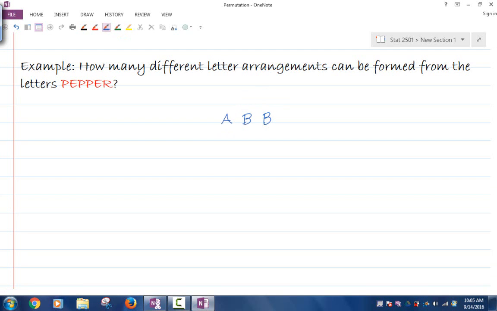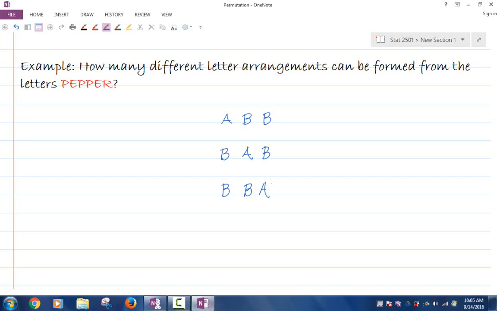Well, let me write down the permutations of A, B, B. Another one would be B, A, B, and another one would be B, B, A, right? And it seems like there are only 3 permutations of the 3 objects that I have where 2 of them are the same.